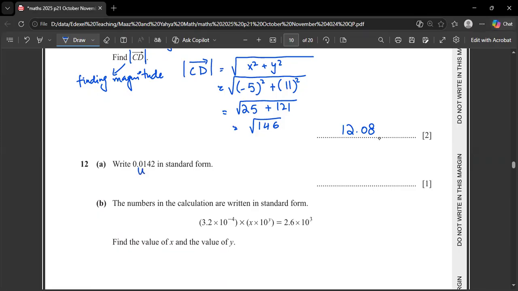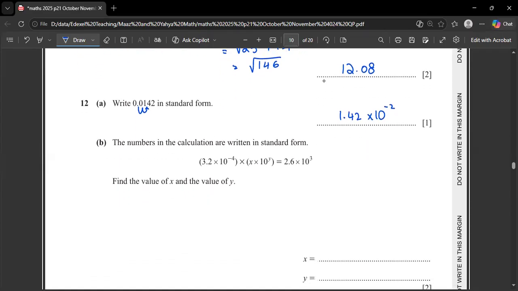So 1 and 2, clear? So how many places have we moved to the right side? 2 places. So 1.42 times 10 to the power -2, right? Because why minus? Because we have moved to the right side, and 2 is there because we have moved 2 places to the right side, okay?